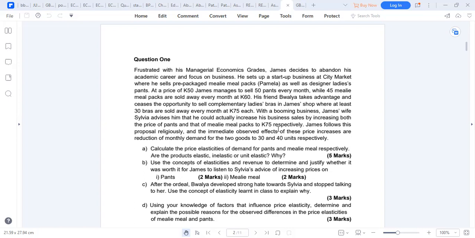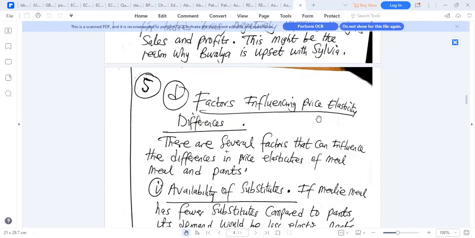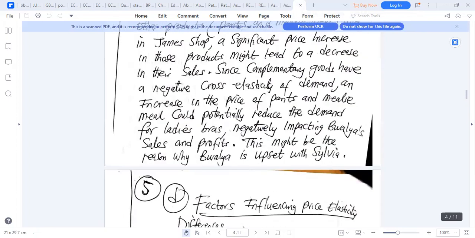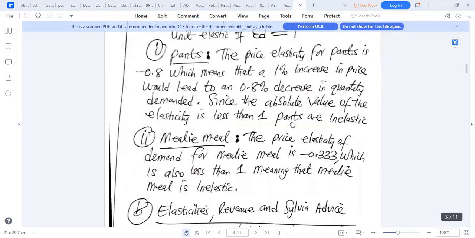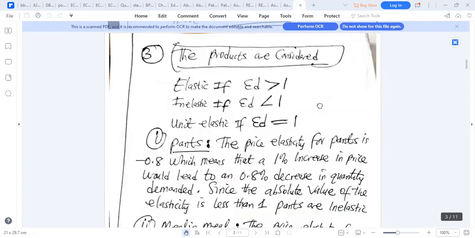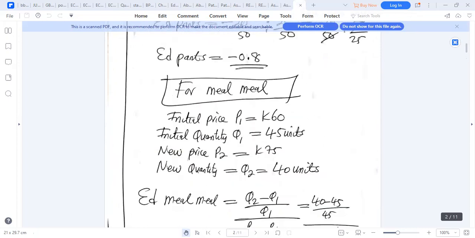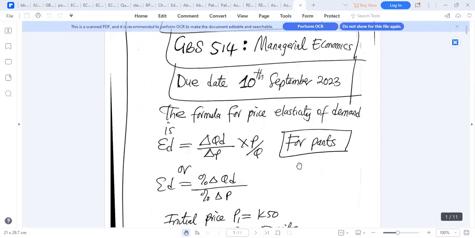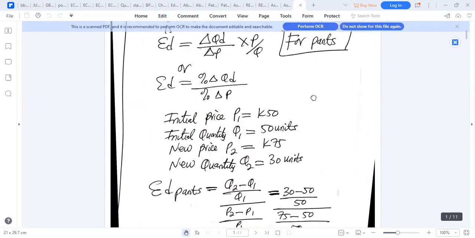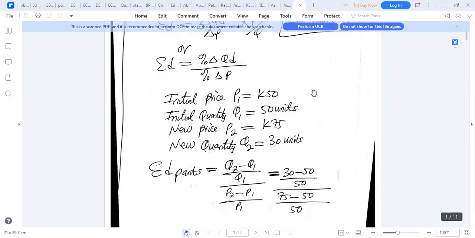So it's a critical analytical question that requires us to analyze objectively. Now, what are we given in this data? We're given the price fluctuations before the price increases and after the adjustments. So let's start with the pants. By the way, the other commodities, the bras, are not asked at this moment.